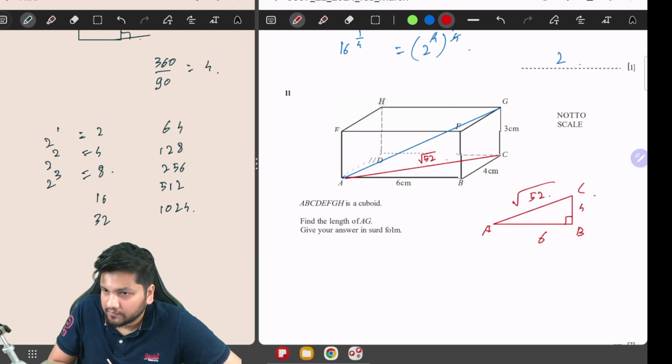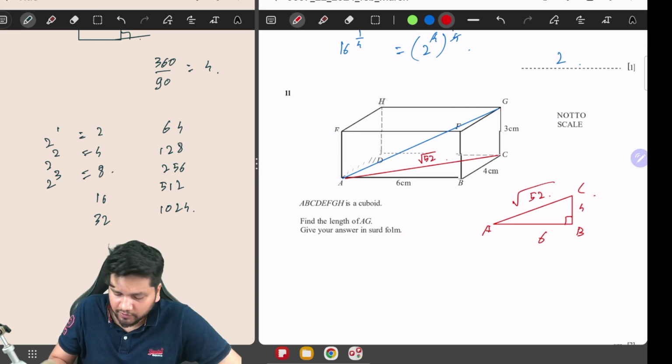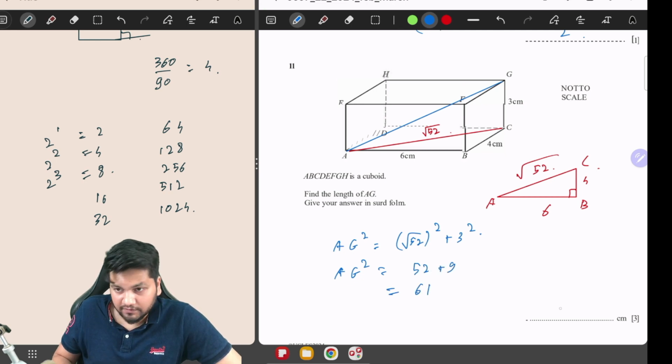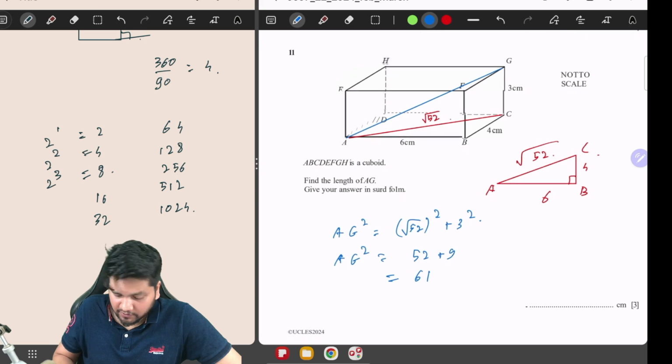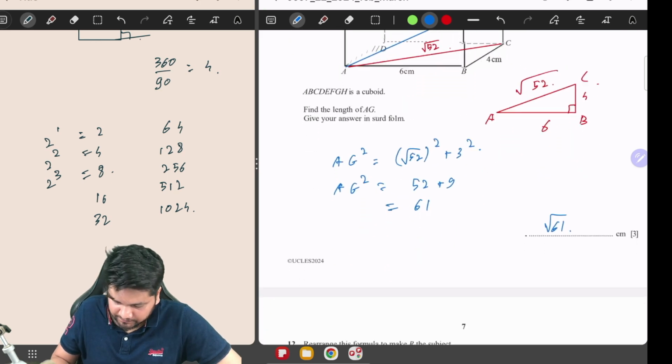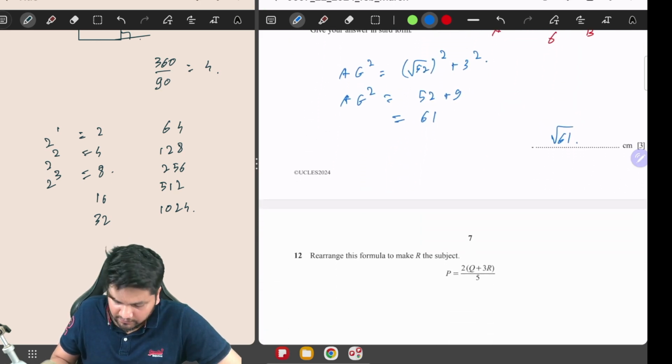Once I know this root 52, again I'm going to use Pythagoras theorem. So for AG square, obviously you'll have to write it properly. I'm taking it quite quickly. Root 52 square plus 3 square. So AG square is equal to 52 plus 9, which is nothing but 61. So AG is going to be, and this is where people make a mistake, root 61. Give your answer in surd form. So that's the surd form. Non-calculator, that's why, of course.